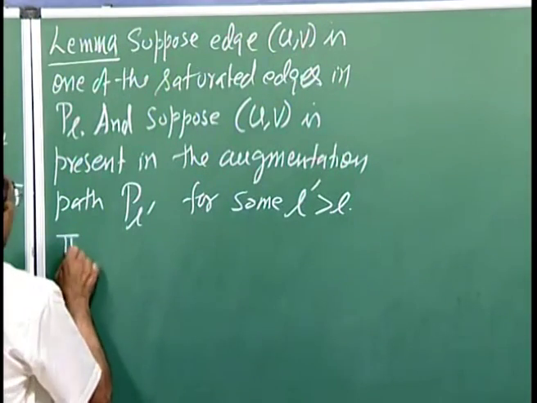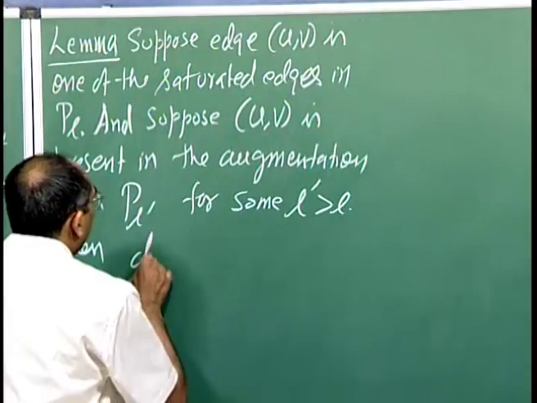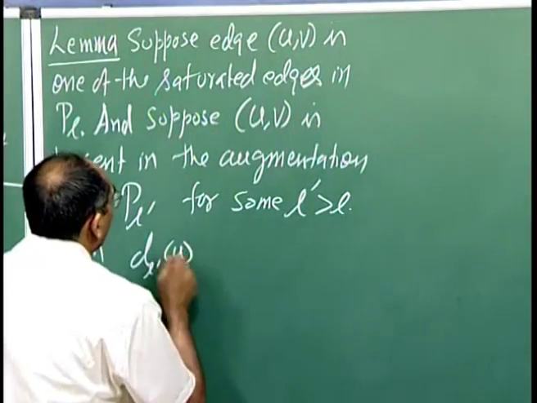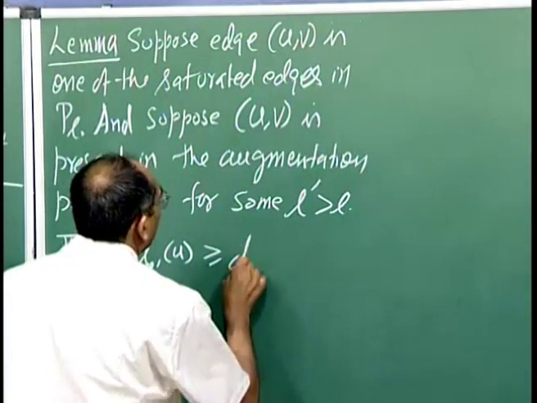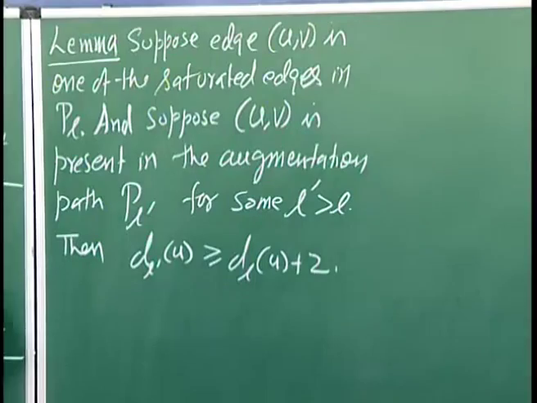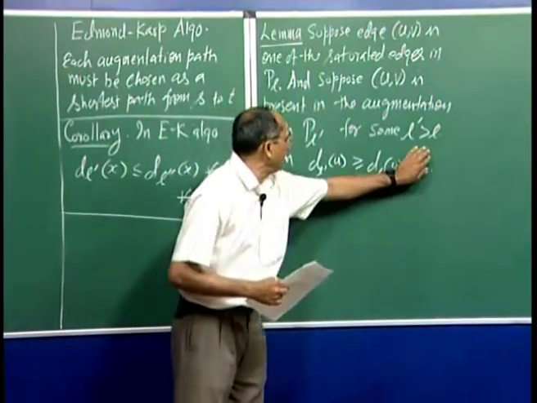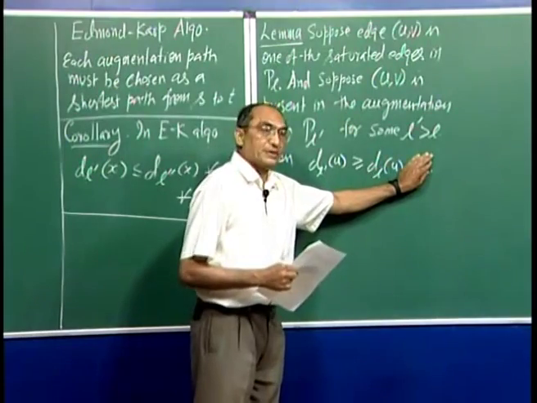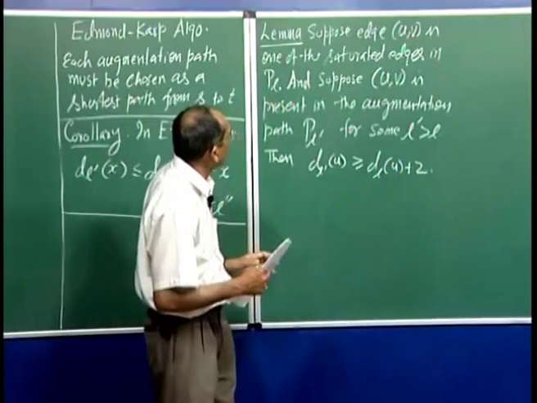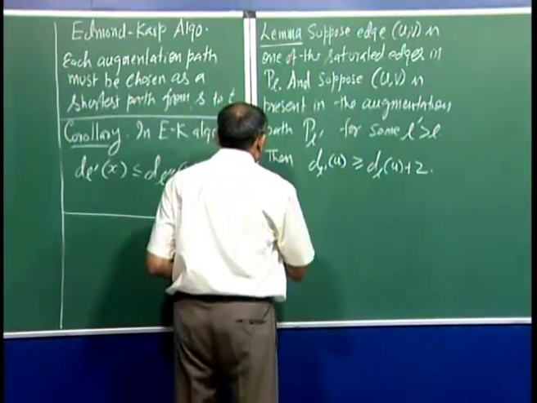Then in this case we can say that dL'(u) is greater than or equal to dL(u) plus 2. So we already know, of course, a weaker version of this claim from our previous result. Now this is a stronger claim for such special cases. So how do we prove this?